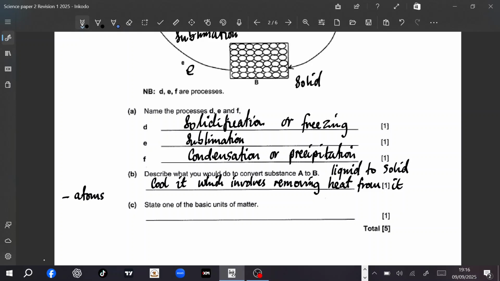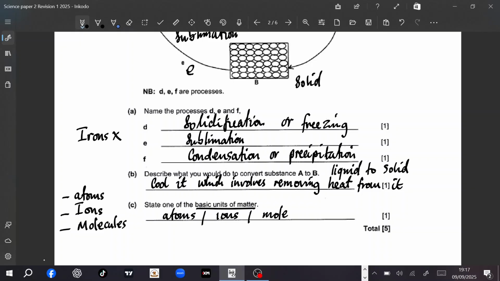Here is the keyword in basic units of matter. So the atoms, we have again ions. Don't write ions like this. This is wrong. IONS. Then also molecules. These are the three basic units of matter, but they needed one. So you could have stated any one of these. So we can say atoms, no problem. You can say ions, no problem. Or you can say molecules.